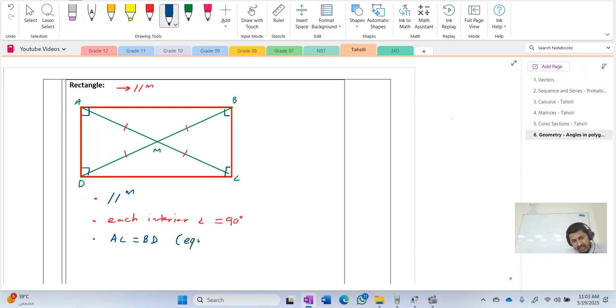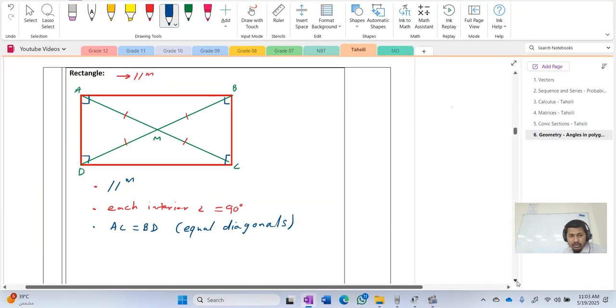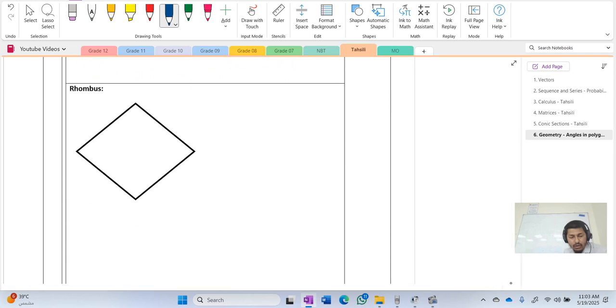Okay, so that's perfect. Moving on to the next figure, rhombus. A rhombus has all sides equal, right? So first of all, a rhombus is a parallelogram.